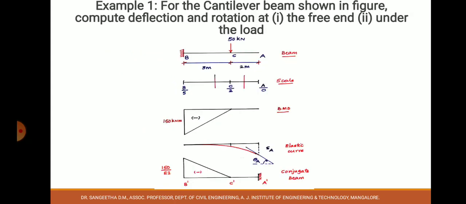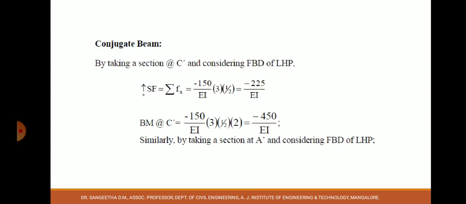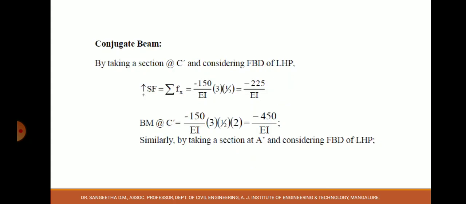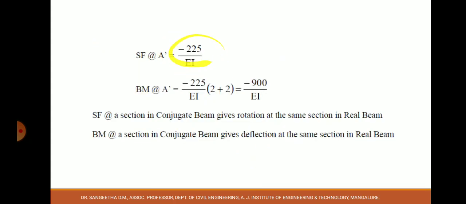Again, next point, take the shear force at A dash. What is the shear force at A dash? Area of M by EI diagram from B to A. What areas are coming? Only this triangle, nothing else. So half into 150 by EI into base of 3 meter. Is it so? Yes, same thing.